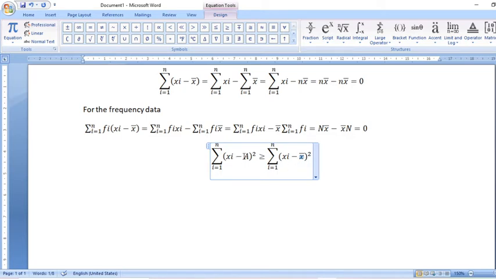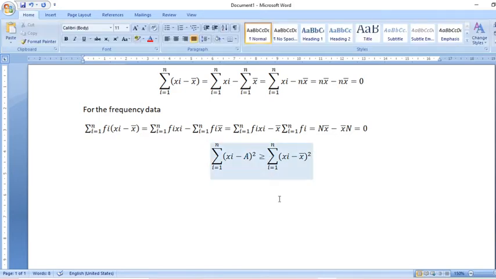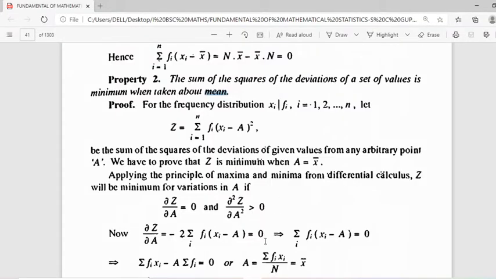If we take the median, the sum of squares of deviations will be greater than that based on the mean. So it is minimum when we take the deviation from the mean. If we use the median, mode or whatever constant instead, the sum of squares of deviations from that constant will be greater than the sum of squares of deviations of the observations from the mean. That is the idea. So how can we obtain this result? We can use the differentiation technique.